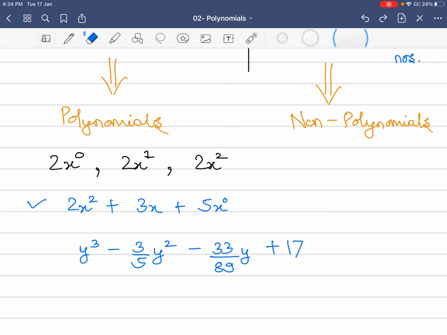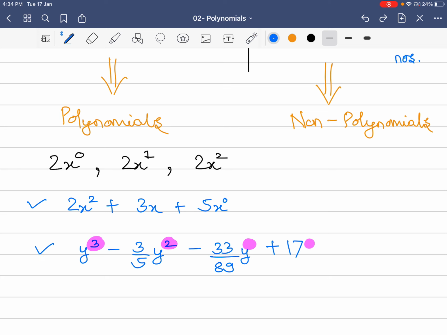Again, why? Because the exponent of every variable is a whole number. Even if you find one variable with an exponent which is not a whole number, then it will not be a polynomial. So again, this is a very valid example of a polynomial.